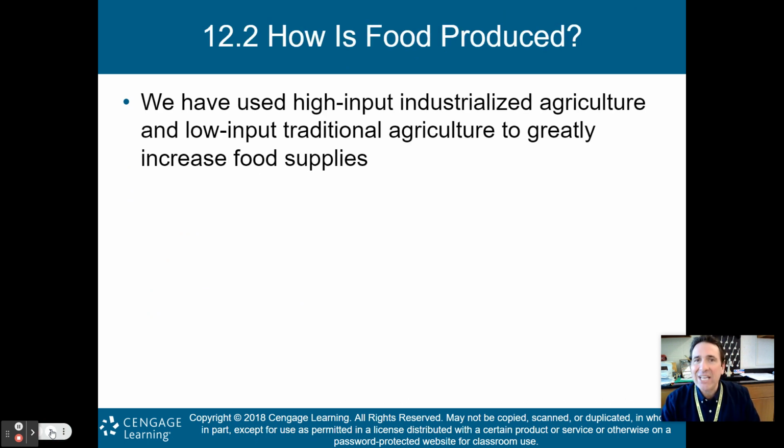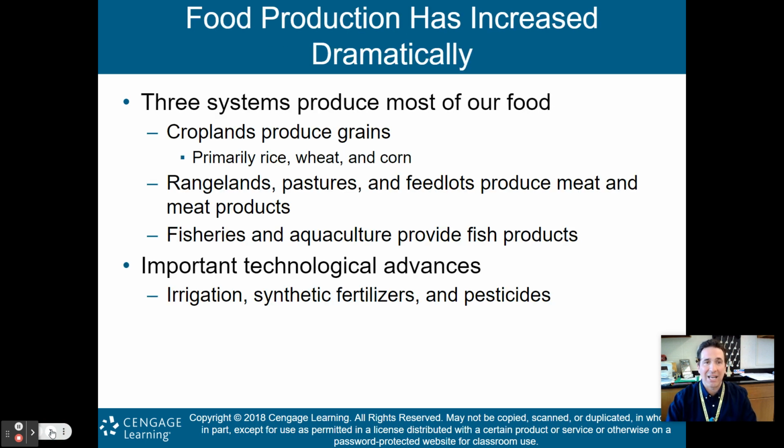So, how is food produced, right? We talked about how we need food, right? How if you don't have food or have too much food, obviously, can lead to issues. So, how is food produced? Well, we have used high input industrialized agriculture and low input traditional agriculture to greatly increase food supplies here on planet Earth. All right, so food production has increased dramatically over the last 100 to 150 years.